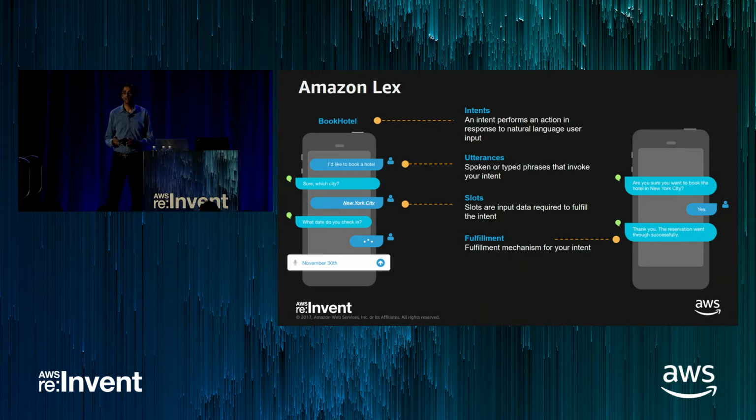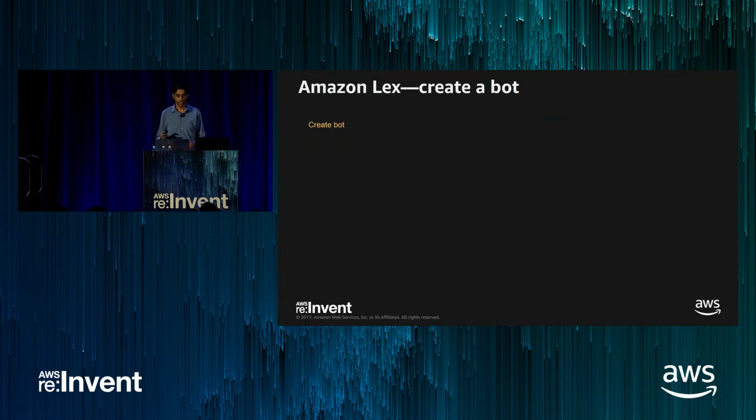And finally, to fulfill the intent, we have a couple of choices. So you can do a server-side implementation using AWS Lambda, or you could do it completely on the client side. So we support both. So that's the terminology: intents, utterances, slots, and fulfillment. Now let's use this information to actually build out a bot.